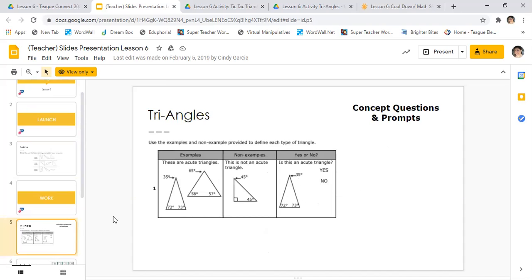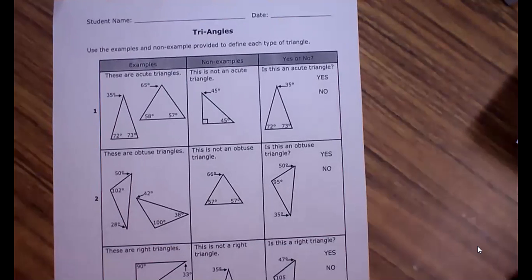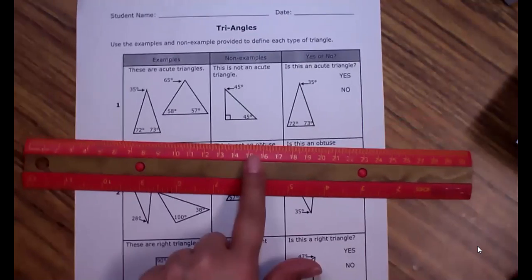Now let's take a look at another activity. Now we're going to look at triangles and say, yes, it is, or no, it's not. If we look at this activity called triangles, we're going to see some examples that, yes, they are that type of triangle, one that is not that type of triangle, and then it's going to be your job to decide if yes, it is, or no, it's not. So here we go. Let's take a look at the first one. The number 1 says to look at the examples, non-examples, and decide.